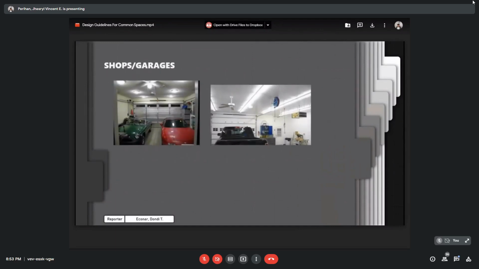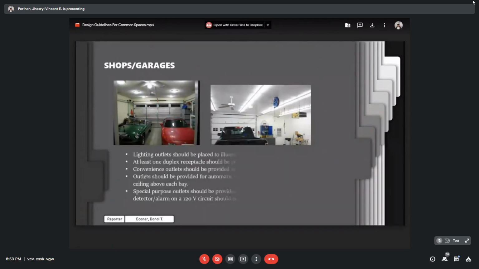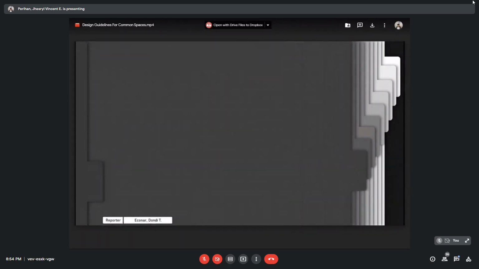Next part is on the shops and garage areas. Lighting outlets should be placed to illuminate the work areas. At least one duplex receptacle should be provided for each space in a garage or carport. Convenience outlets should be provided at workbenches. Outlets should be provided for automatic overhead or garage door operators in the ceiling above each bay. Special purpose outlets should be provided for special equipment. A smoke detector alarm on a 120-volt circuit should also be considered.